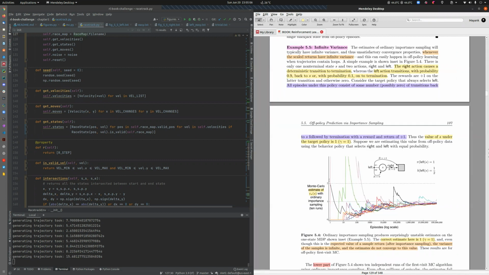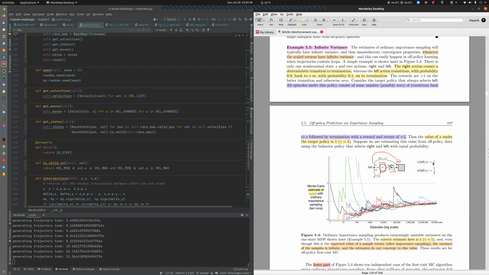In example 5.5, this is the simple MDP that they have constructed. I will try to annotate and give a brief representation of what it is doing. This is the starting state, and there are two ways to reach the goal. One is to take a left, and from this node take an action with probability 0.1 onto the termination, and the right one here.